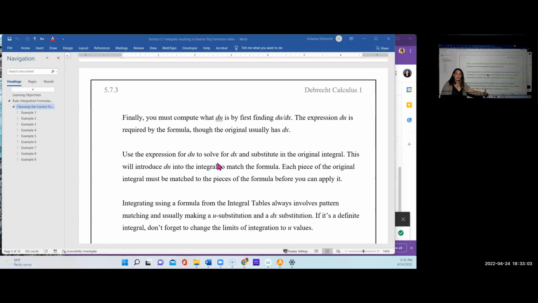Before we can get the right side of the formula, we have to have the left side of the formula, which has du, a squared, and u squared, and does not have a dx in it. Integrating a formula from the integral tables, which is what we're doing, generally involves a lot of pattern matching and a lot of substitution of one expression for another, and generally a u substitution and a substitution for the differential dx. Don't forget, if it's a definite integral, that we'll need to change the limits of integration to u values instead of x values, since the differential in the formulas is du.